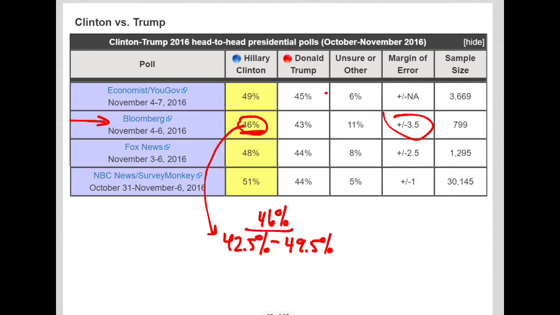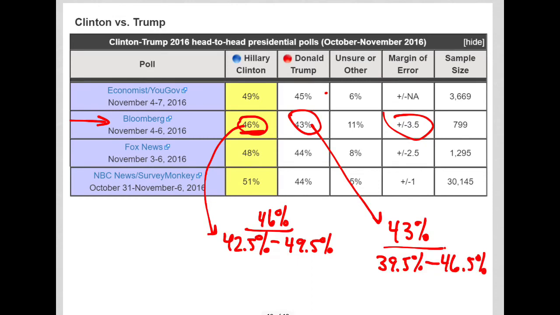So they're thinking Hillary Clinton's true percentage, or people in favor of her, could be anywhere from 42.5 to 49.5. Now, if we do the same thing for Donald Trump, 43%, and we add and subtract 3.5, that's 39.5 to 46.5. Well, I want you to notice what could happen here. If they were actually off for Hillary Clinton's number, if their statistic was off on the low end by plus or negative 3.5 points.